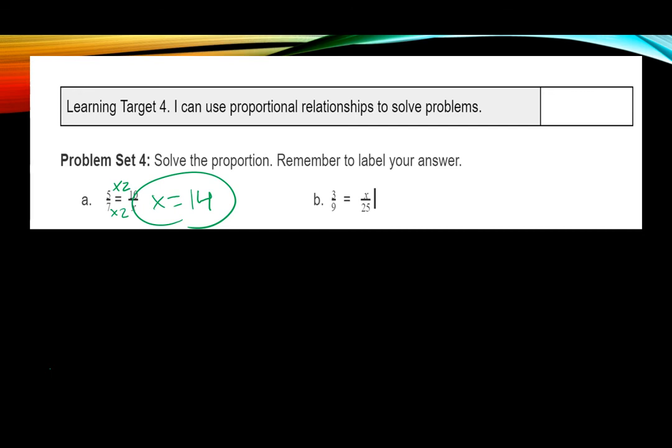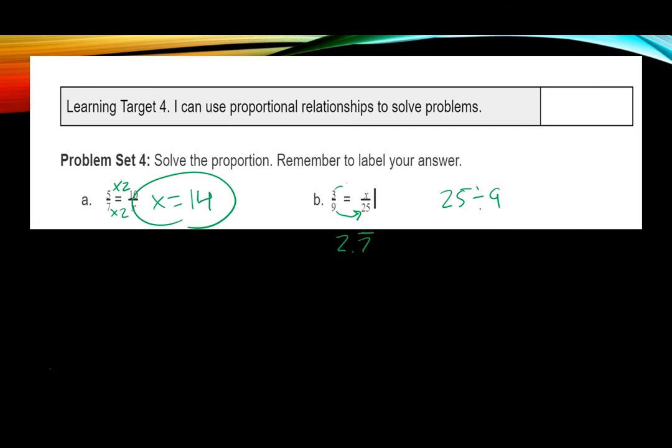Now we're looking at this one here. It's a little bit more difficult by the looks of it because we can't just hop from 9 to 25 by multiplying a nice whole number. So here I'm going to do 25 divided by 9 to figure out what I had to multiply by. And that gives me 2.7 repeating. Draw my little line on top to show repeating.